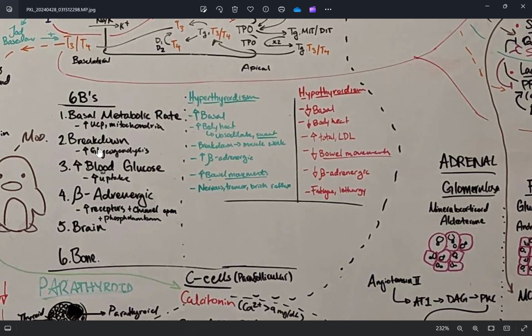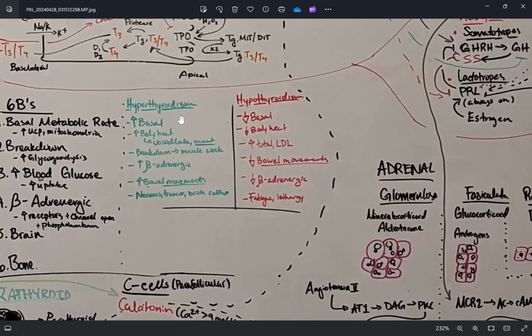Hypothyroidism is the opposite: lower basal rate, lower body heat. You also, of note, increase your total and LDL cholesterols. You have constipation, and then you decrease your beta adrenergic, so you can have bradycardia, and then you have fatigue and lethargy.